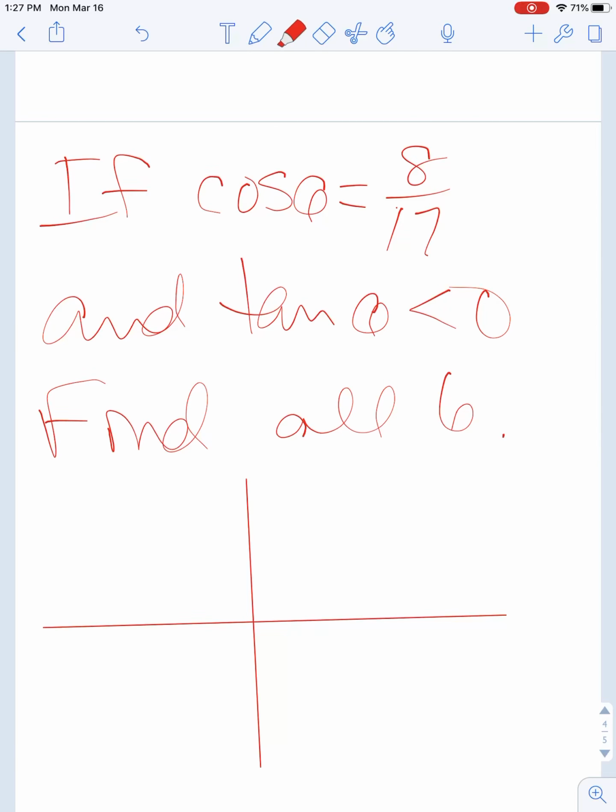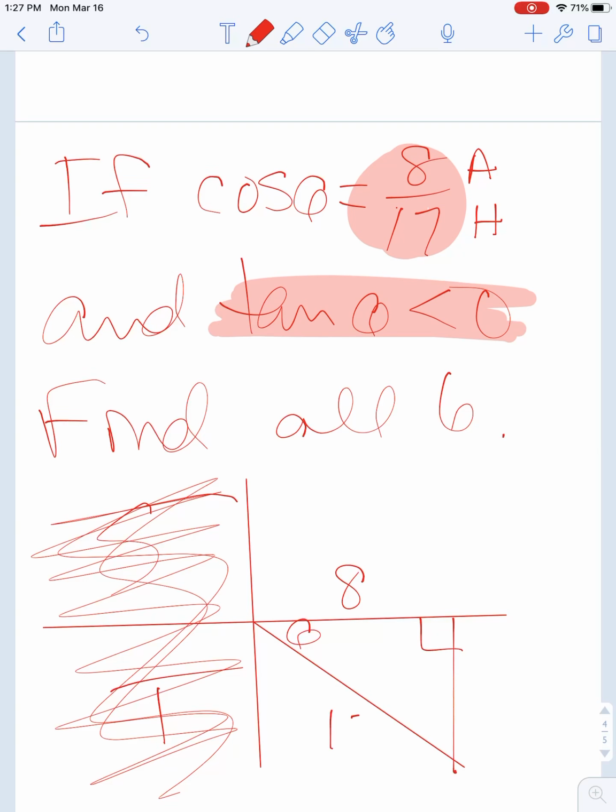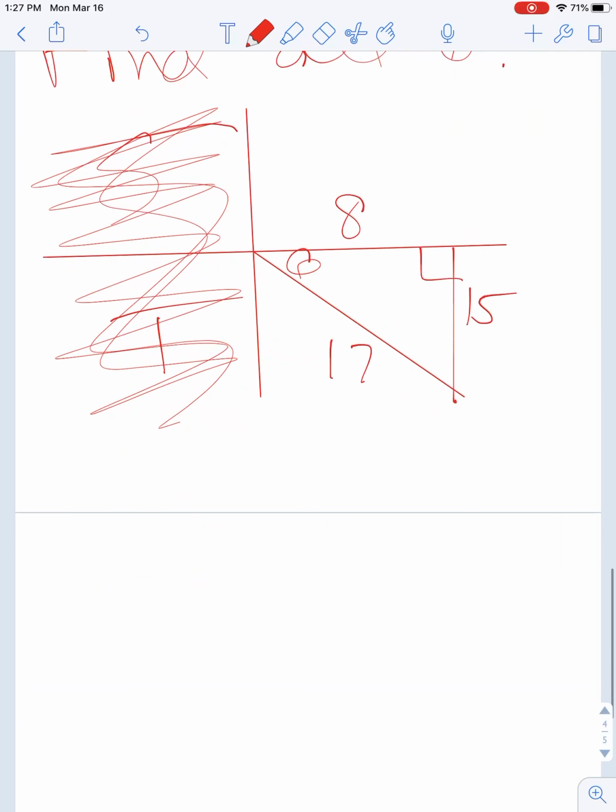All Students Take Calculus. Again, did you see me draw the triangle out from the origin to the x-axis? Here's theta. I label my triangle. Cosine is adjacent over hypotenuse, so 8 over 17. Don't you wish you knew your triples really well at this point? I'm sure you do.